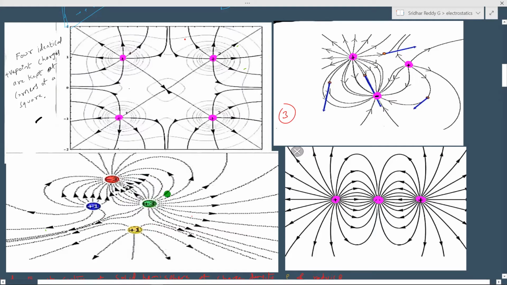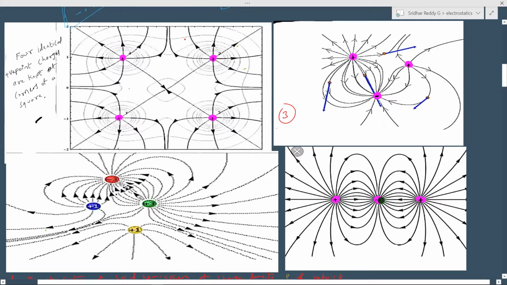Sir, how do you plot this one? Everywhere I should calculate, I should estimate the direction of E bar. Then I should join the locus of all those points where E bar will be directed. Then I'll get the lines of force. Or if you already know the lines of force, draw a tangent. Suppose I want E bar here. So draw a tangent. That will give the direction of E bar.